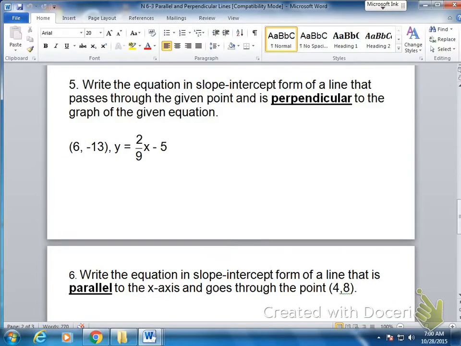All right, guys, so let's do number 5. It's not quite as much work as the last one, but this one's different because they want a line that's perpendicular to the line they gave us. So we're going to have to remember that perpendicular, we're going to use opposite reciprocal slopes.